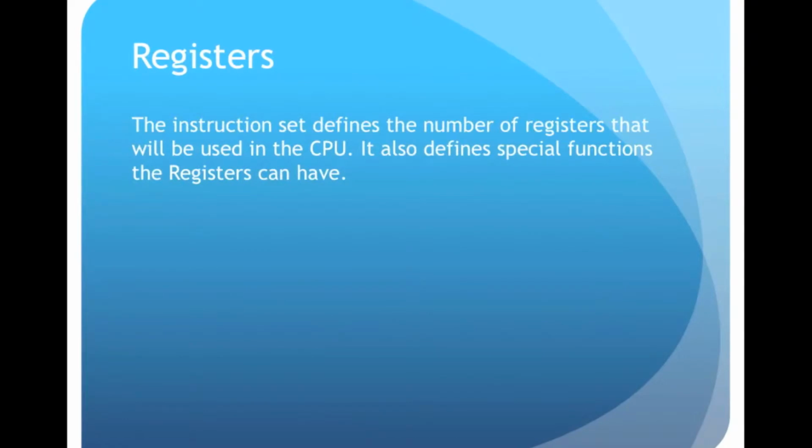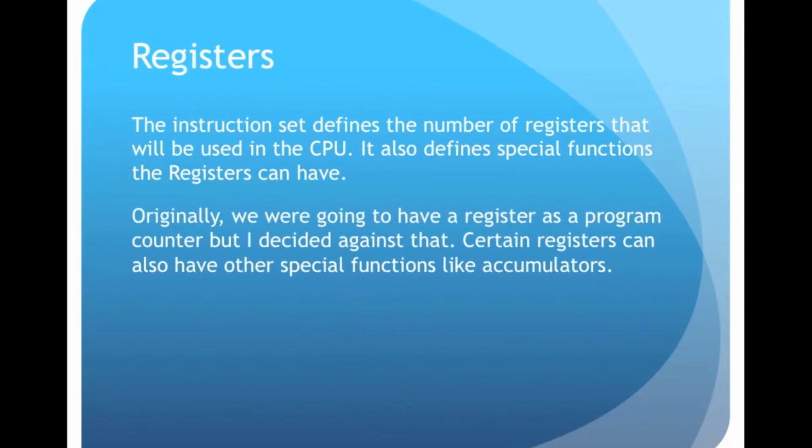Anyways, so registers. The instruction set basically defines special things that the registers can do. It basically tells you how many there are, and it can also tell you special things. For instance, in the original instruction set that I was going to have for this, we actually planned on having one of our registers be a program counter, but that was not going to work out very well, just because it would have been hard to get the information on a direct route to memory, but we're going to be talking about the program counter significantly more a bit later.